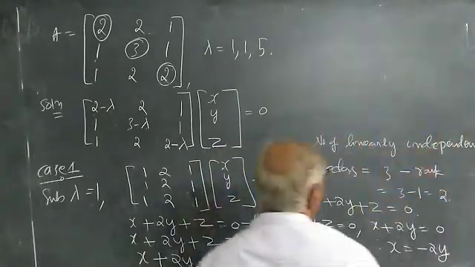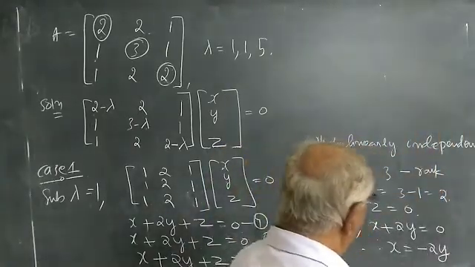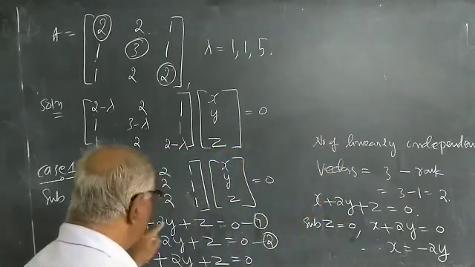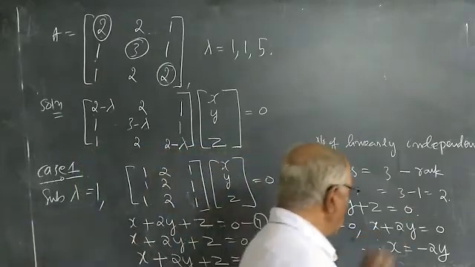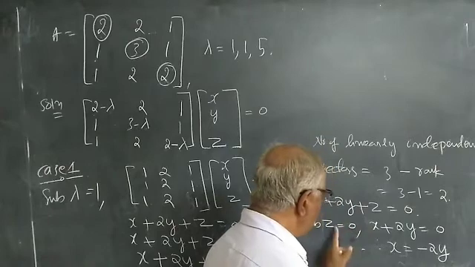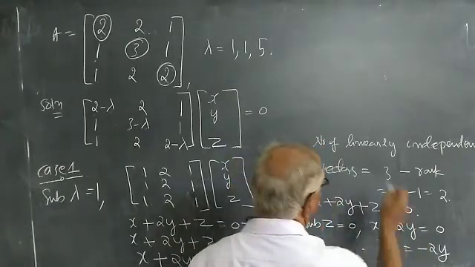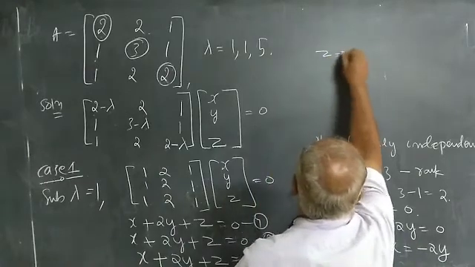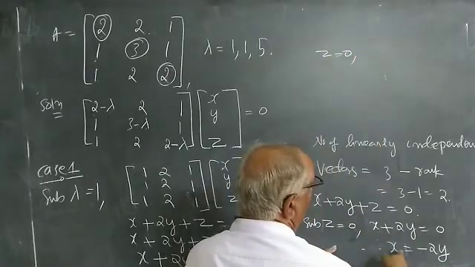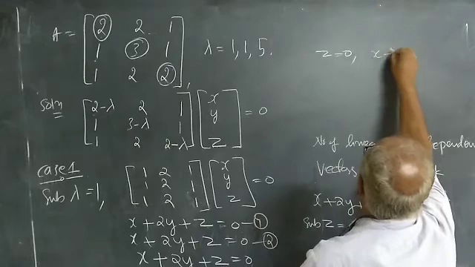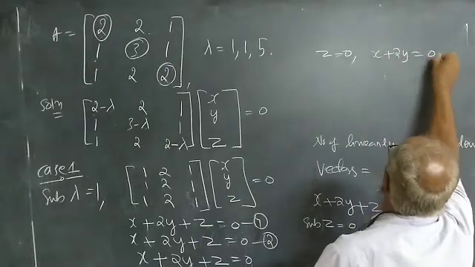Observe that. What you got? Considering any one of these equations, x plus 2y plus z is equal to 0. Put z is equal to 0. Then what are you getting? x plus 2y is equal to 0. Therefore, if I substitute z is equal to 0, what you are getting? x plus 2y is equal to 0.